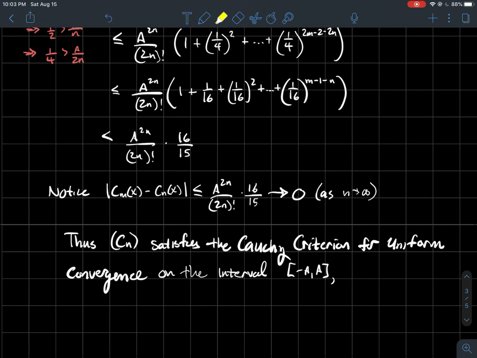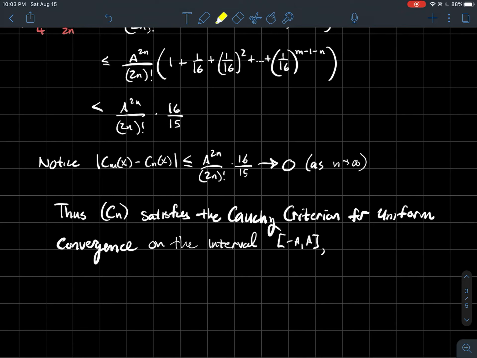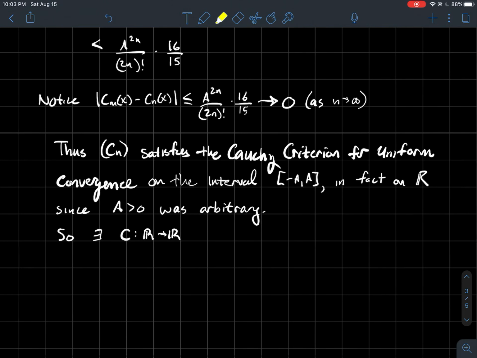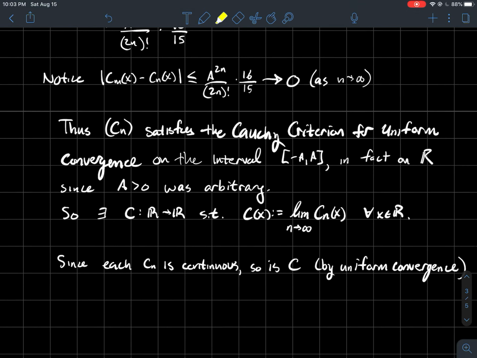So what did we just do? We just showed that the sequence Cn satisfies the Cauchy criterion for uniform convergence on this interval from minus a to a. A was arbitrary, so in fact, Cn will uniformly converge on the whole real line. So that justifies that there exists some function c that should be the limit of this sequence Cn. So c has domain all real numbers, such that c should be the limit of this sequence of functions Cn. So we've justified that such a c exists.